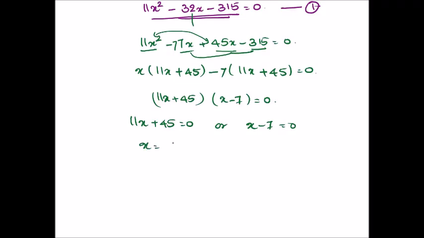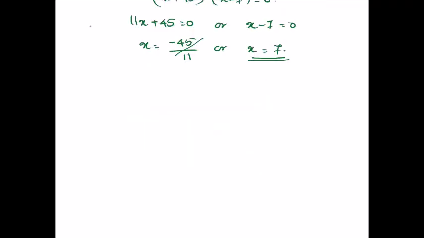Here 11x plus 45 is equal to 0 or x minus 7 is equal to 0. That is x is equal to minus 45 divided by 11 or x is equal to 7. Since it is a fraction, x is equal to minus 45 divided by 11 is not taken, so we get x is equal to 7.